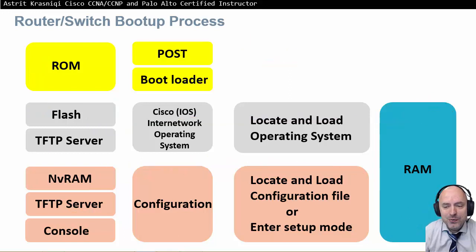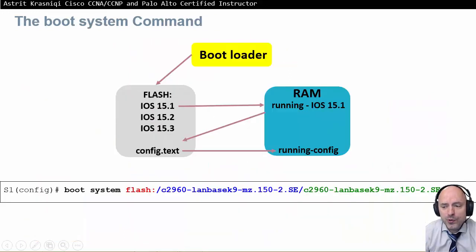Okay, now, the bootloader will look at the flash and it will load the first IOS. If there's no configuration, it will load the first IOS. Now in flash, you could have more than one IOS, for example, as you can see here, 15.1, 15.2, 15.3. We can tell the bootloader with a command what IOS to load, for example, boot system flash, and then choose what IOS I want to load. I can load the first one, I can load the third one.